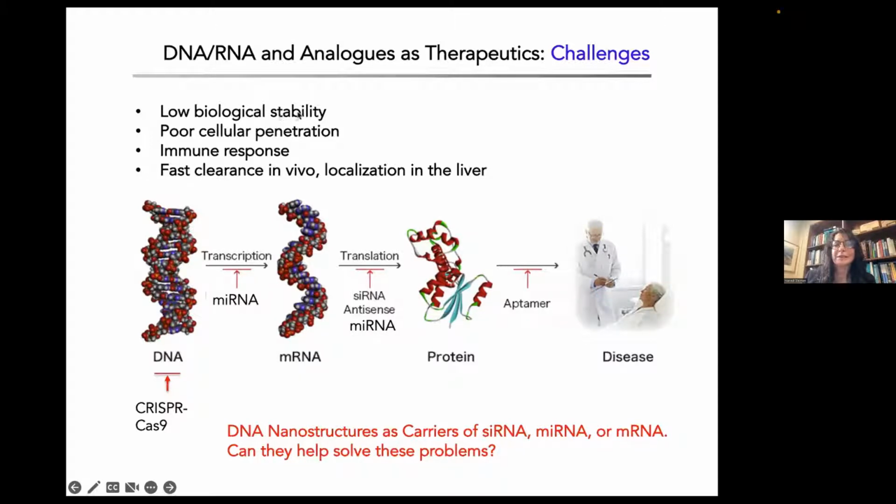So basically, they're not very stable biologically. They're sensitive to nucleases in our blood and multiple other biological barriers. If you are able to get them close to a cell, they have poor cellular penetration, as you might imagine, being large macromolecules that are negatively charged. Some of them cause immune responses, and naked DNA or RNA is going to have a very fast clearance in vivo, and is going to be mainly localized in the liver if it can actually last that long.